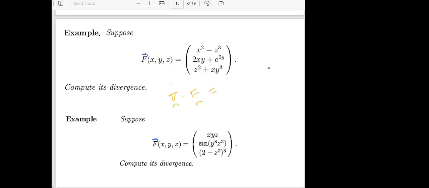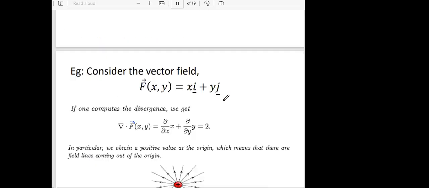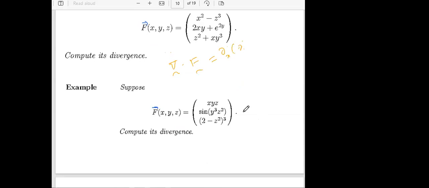This is a scalar. Partial with respect to x of the first component, x squared. So I wrote this down now. x squared minus z cubed, plus partial with respect to y of the second component, and partial with respect to z of the last component.